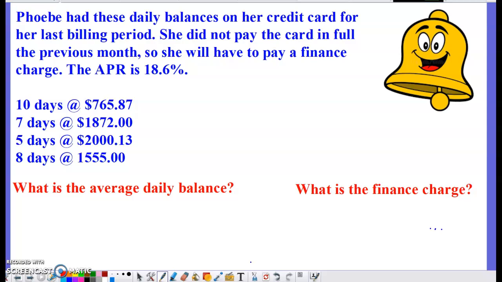If you have not had a chance yet, please make sure you do this bell ringer, so you might have to pause the video and try it yourself. And then when you come back, we can go ahead and talk through it.